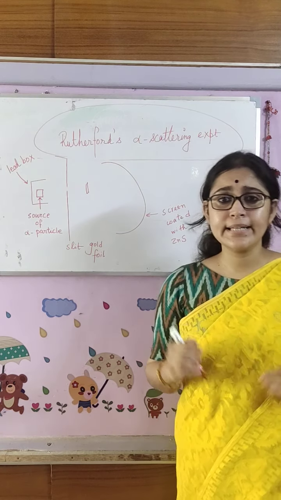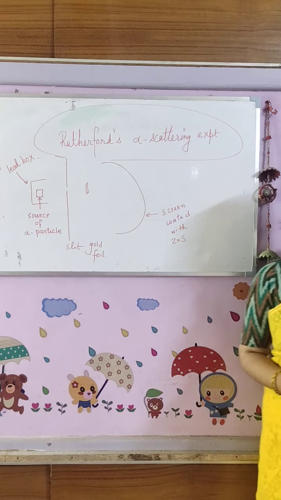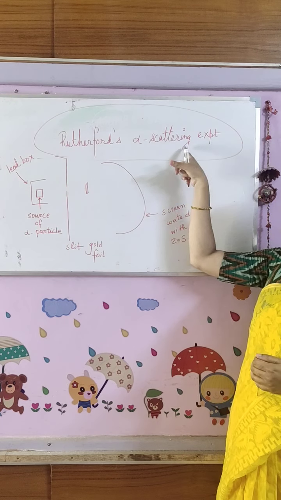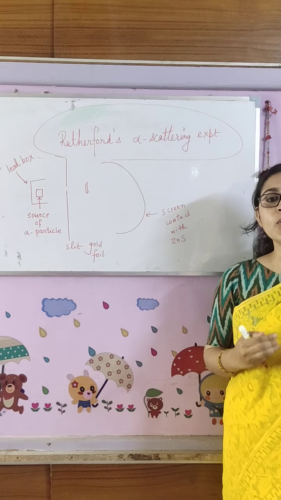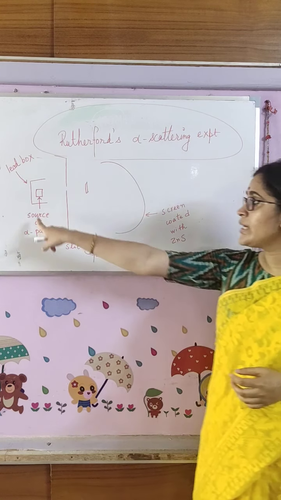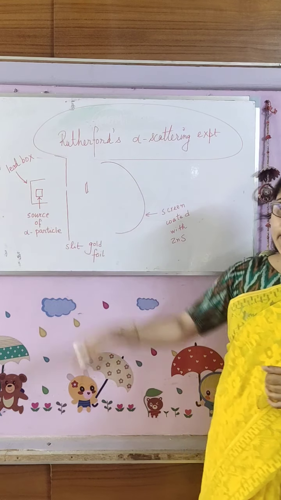Okay, now as I discussed some about the structure of an atom, in this video I am going to tell you the detailed study of the Rutherford alpha scattering experiment. That is, how he got the structure of an atom. In this experiment, he took a source of alpha particle which was kept in a lead box.